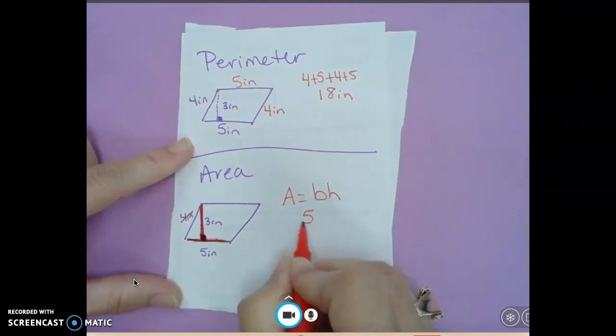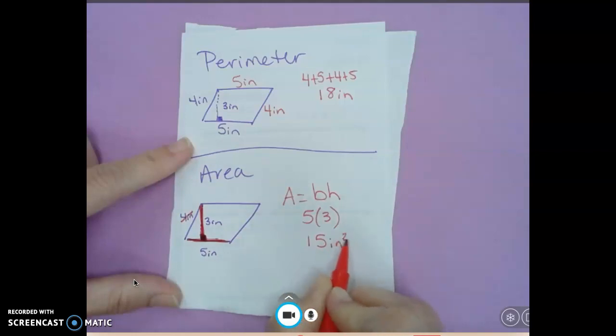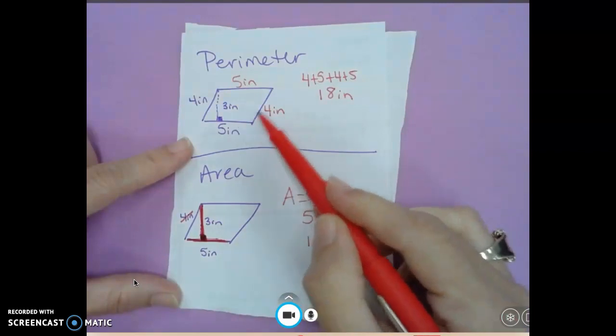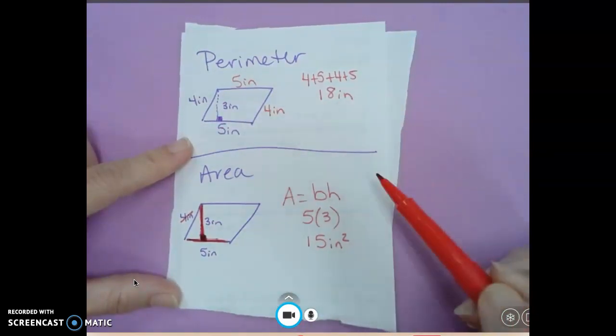So we would say 5 times 3, and 5 times 3 gives us 15. And we do say inches times inches, so that's going to be square inches. And remember, perimeter is just adding the inches, so it's only inches. There's no square of it.